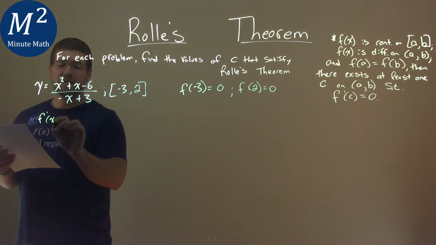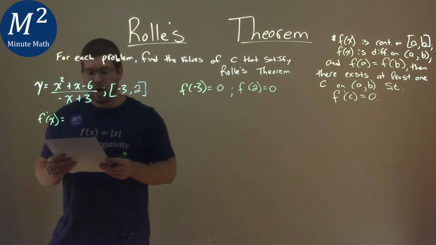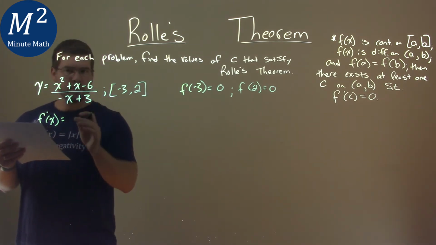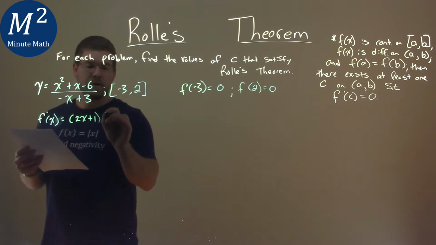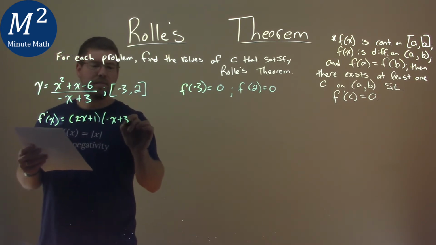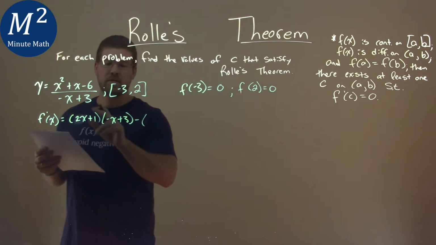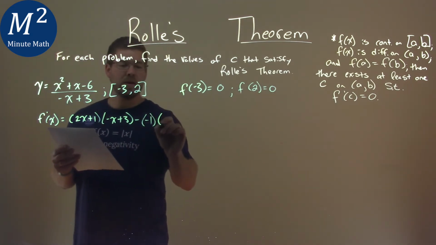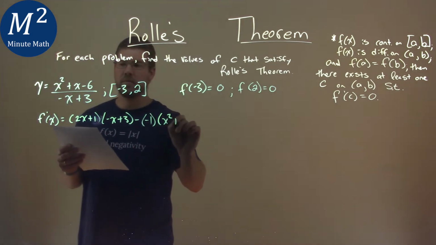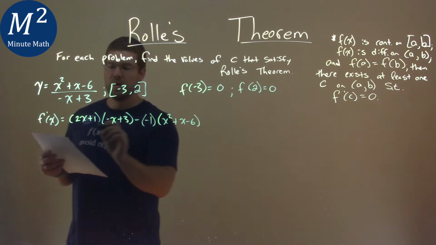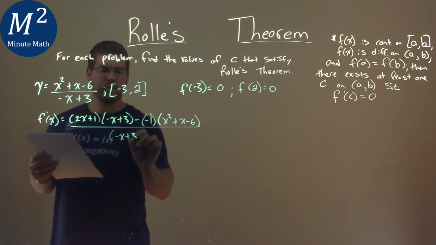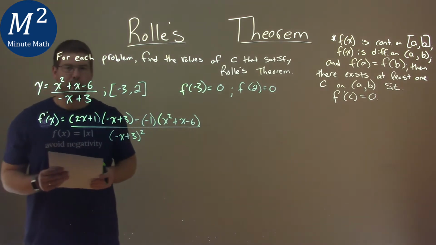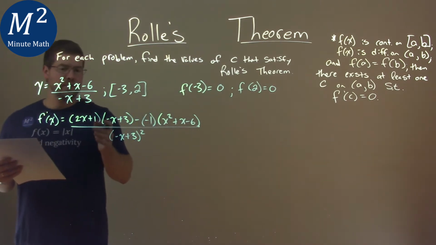F prime of x is equal to the derivative of the numerator using the quotient rule, which is 2x plus 1, times the denominator, negative x plus 3, subtracted by the derivative of the denominator, negative 1, times the numerator, which is x squared plus x minus 6, all over the denominator, negative x plus 3 squared. From there, we need to keep simplifying.